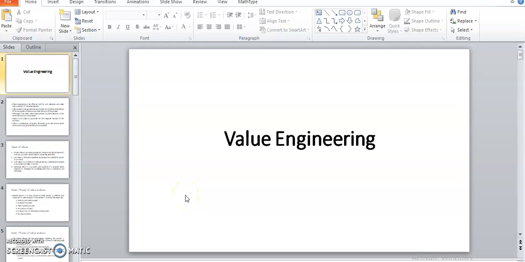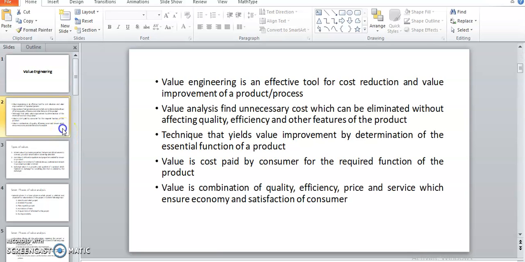Good morning, all of you. Today we discuss the next topic, value engineering. Value engineering, or value analysis, is an effective tool which we can use for cost reduction, and we can improve the value of a particular product. It reduces the cost and also improves the value of a particular product or service.